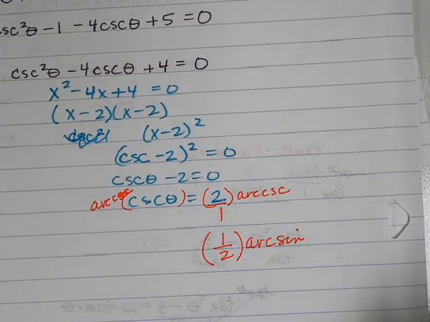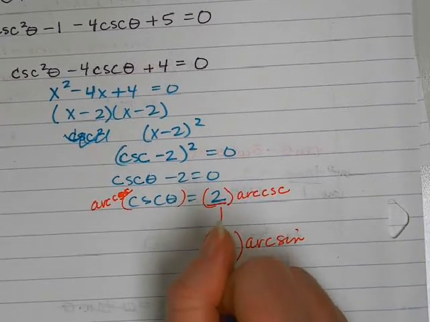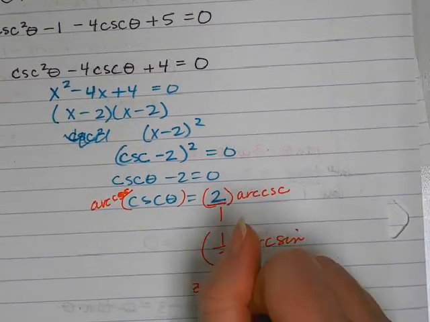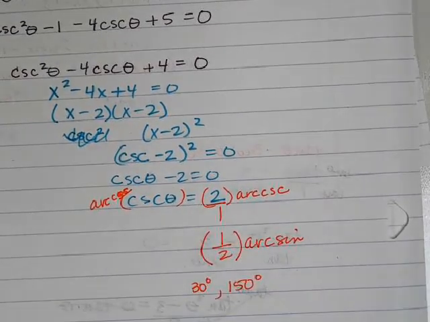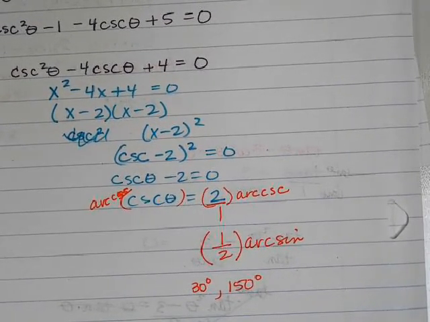So then it's just asking, where is sine 1/2? 30 degrees and 150 degrees, because it's positive in quadrant 1 and quadrant 2. That wasn't so bad.